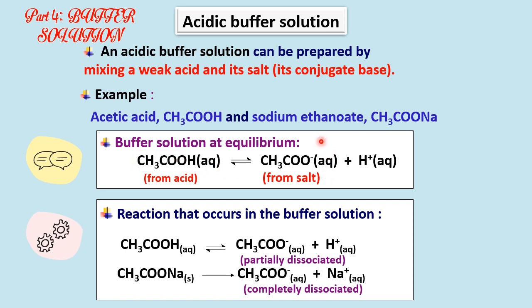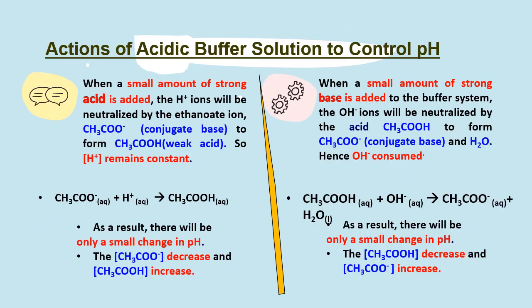Okay, we have to refer. If the concentration of the salt, meaning the sodium ethanoate, decreases, the equilibrium will shift to the right. Same for here, when the acid is decreased, the equilibrium position will shift to the left. And then the second part is the reaction that occurs in the buffer solution. There are two. The first one is the weak acid partially dissociated, and the second one is the salt completely dissociated. So next, the question will keep on asking, what happened when strong acid is added, and what happened when strong base is added? So this is the action of acidic buffer solution to control pH.